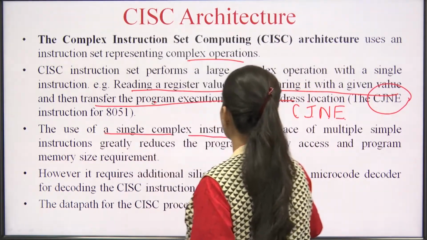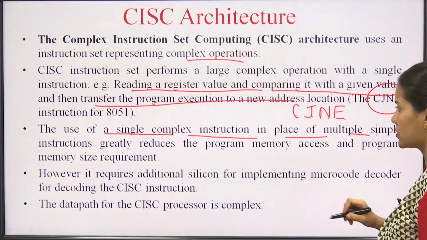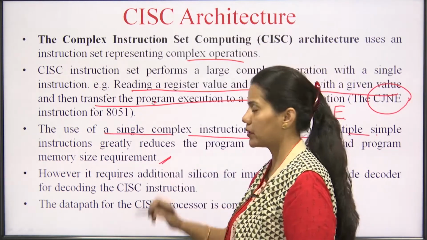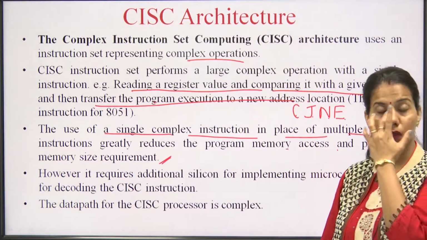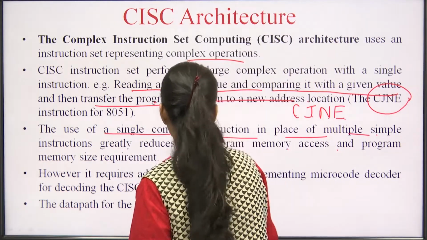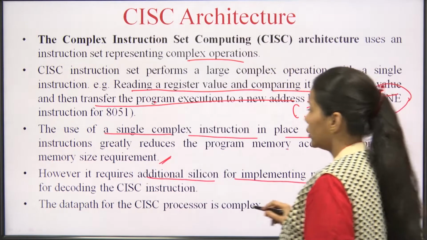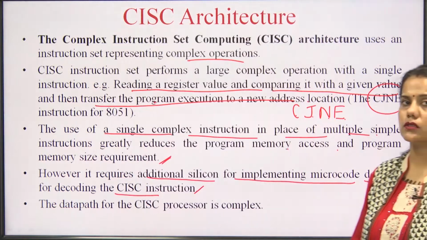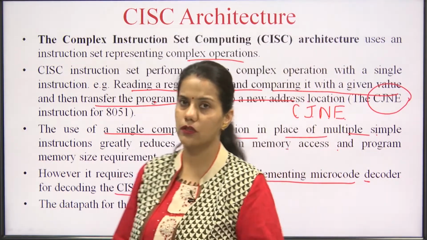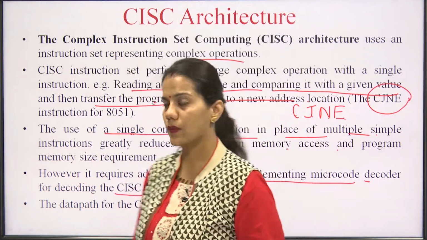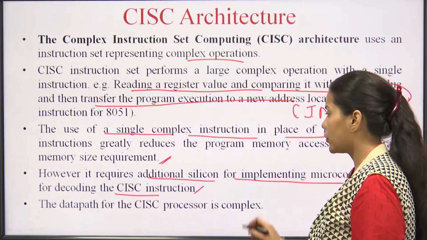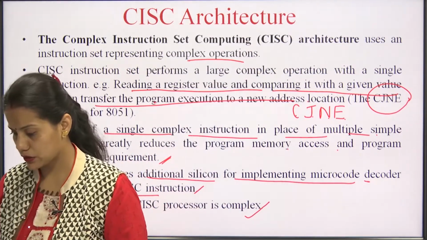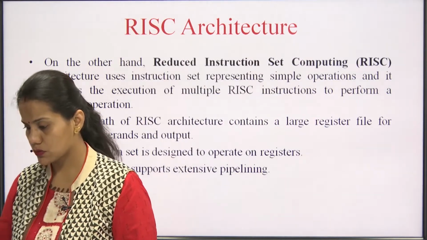The use of a single complex instruction in place of multiple simple instructions greatly reduces the program memory access and program memory size requirement. So, this is the advantage of CISC architecture. However, it requires additional silicon for implementing a microcode decoder for decoding the CISC instructions. This is one of the drawbacks, that it requires extra silicon implementation area. The data path for the CISC processor is complex. So, this is how the CISC architecture is used.